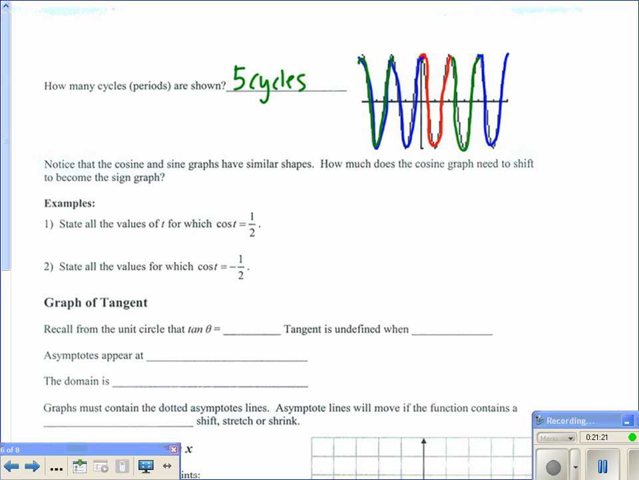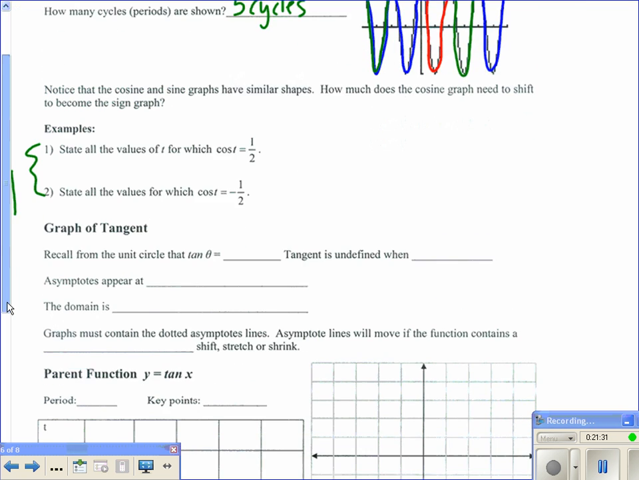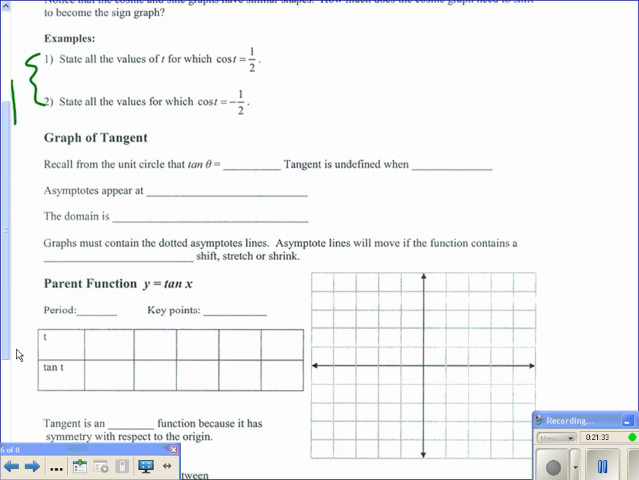So the next thing we would do in class is we'll do these two things. We'll talk about stating all the values. So let's lastly look at the graph of tangent. For the graph of tangent, recall that from the unit circle, tangent is your y over x, which is really your sine theta over cosine theta.